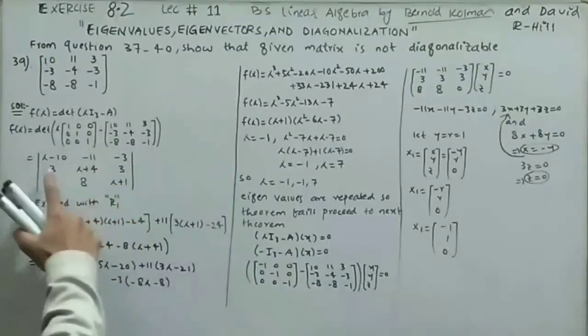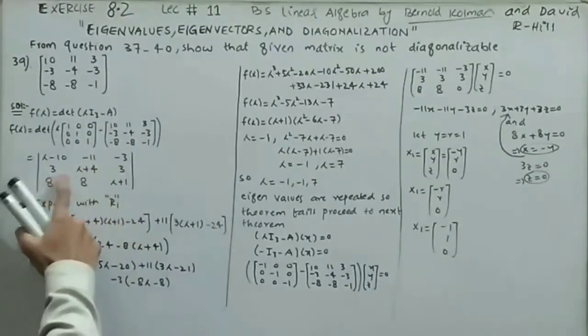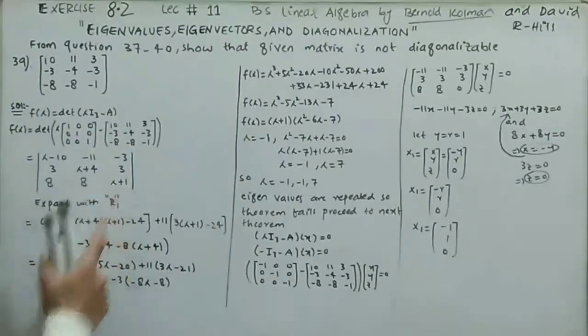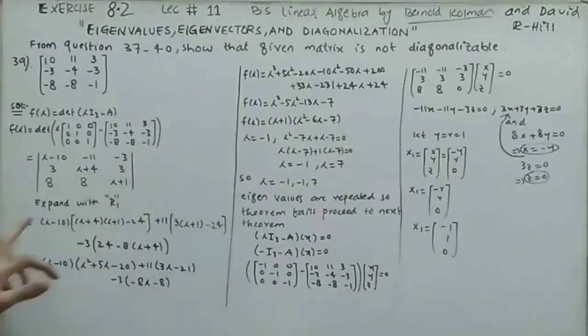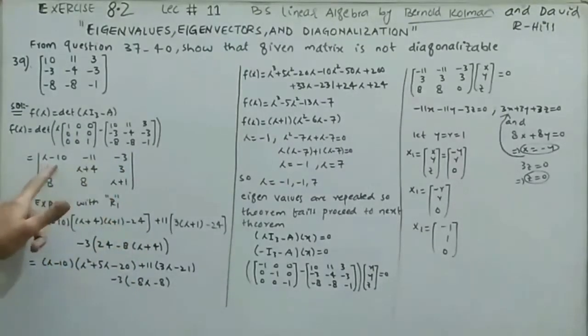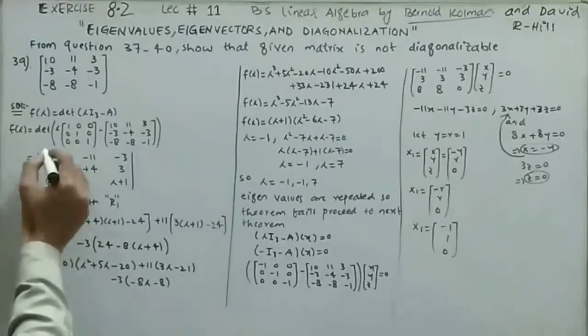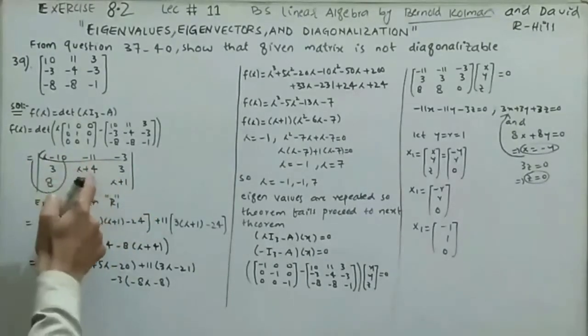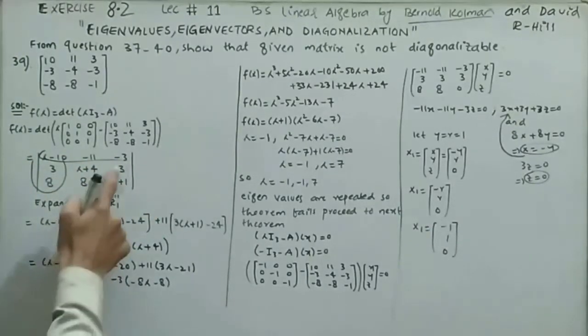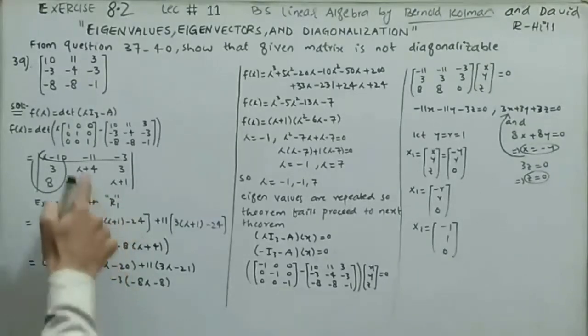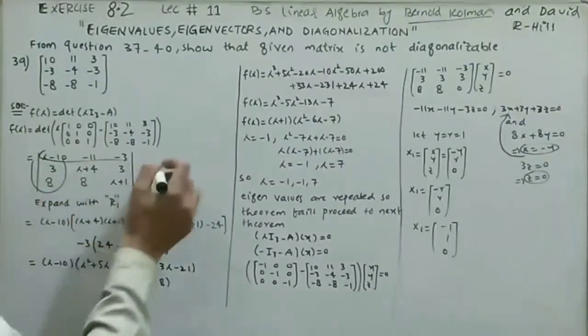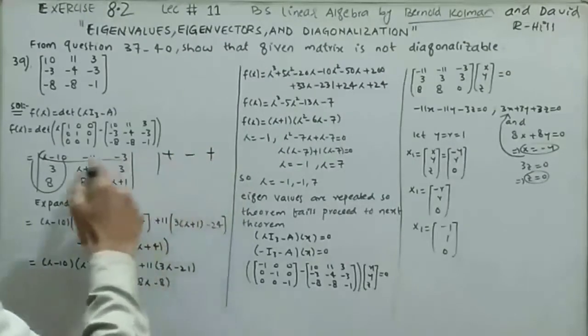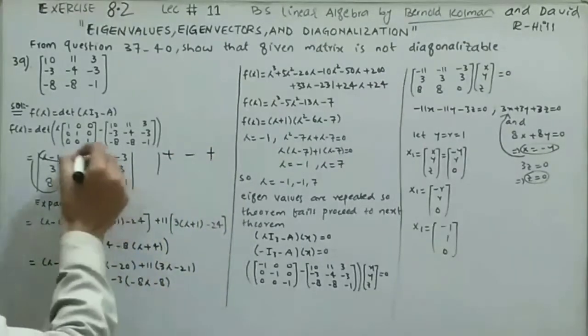Now by simplification, it will give us [lambda minus 10, minus 11, minus 3; 3, lambda plus 4, 3; 8, 8, lambda plus 1]. Now finding the determinant by expanding with R1. So for lambda minus 10, I cross the first row and first column. I am left with (lambda plus 4) into (lambda plus 1) and minus 8 into 3, minus 24. Now for this it becomes plus 11 because the signs are plus, minus, plus.